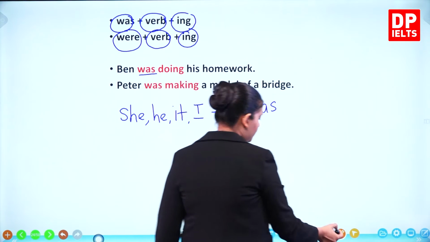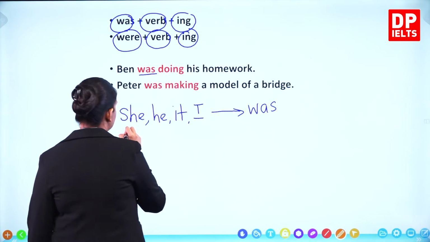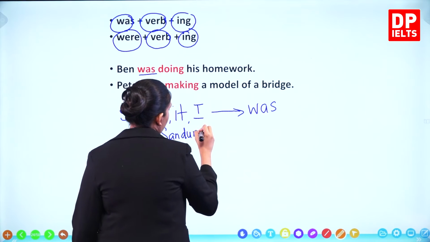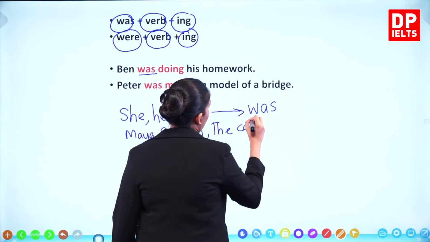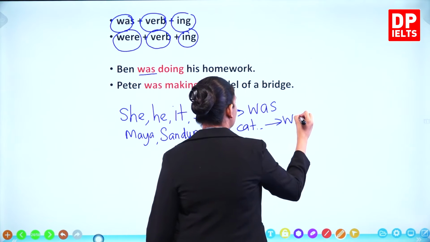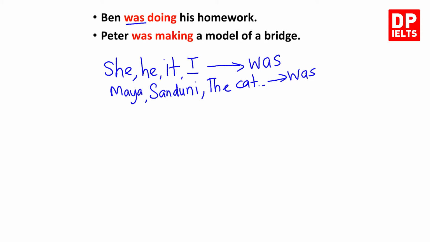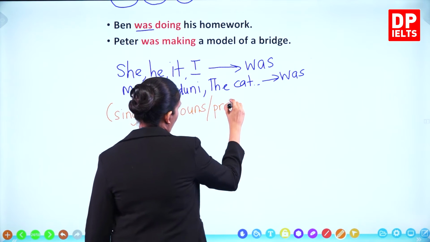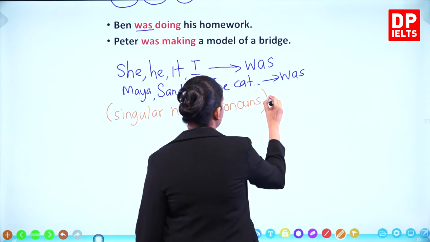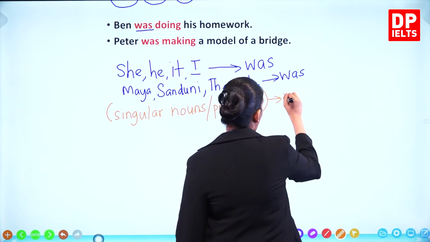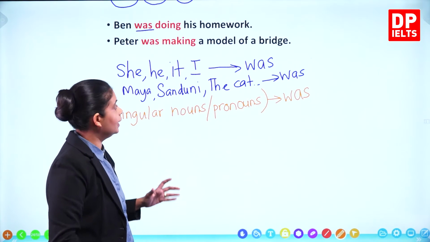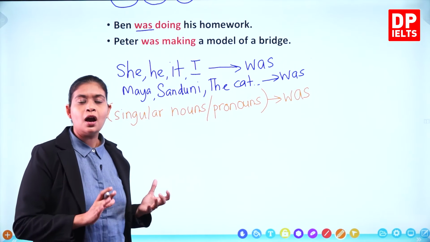Right? That means you could even use it with words like Maya, Sanduni, the cat. You use it with was. So, with singular nouns or pronouns, right, we use was. Okay.